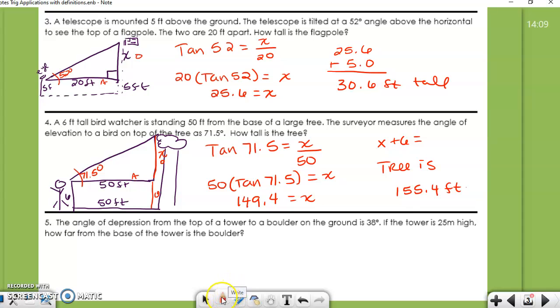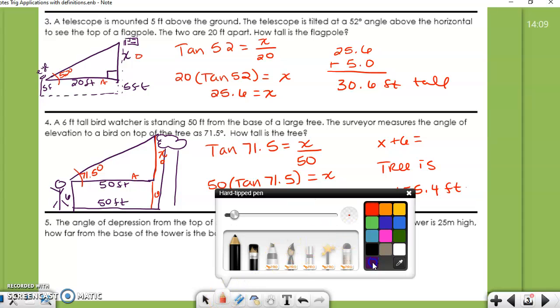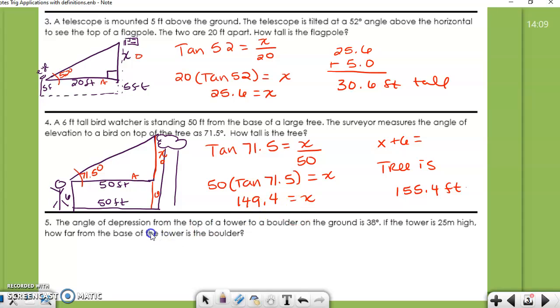Okay, got time on this video for one more, I think. The angle of depression from the top of the tower to the boulder on the ground is 38 degrees. If the tower is 25 meters high, how far from the base of the tower is the boulder? Okay, so when I'm thinking angle of depression, let's think here. I'm going to draw myself a little picture. Okay. Now this is my angle of interest, and I have my opposite and my adjacent.